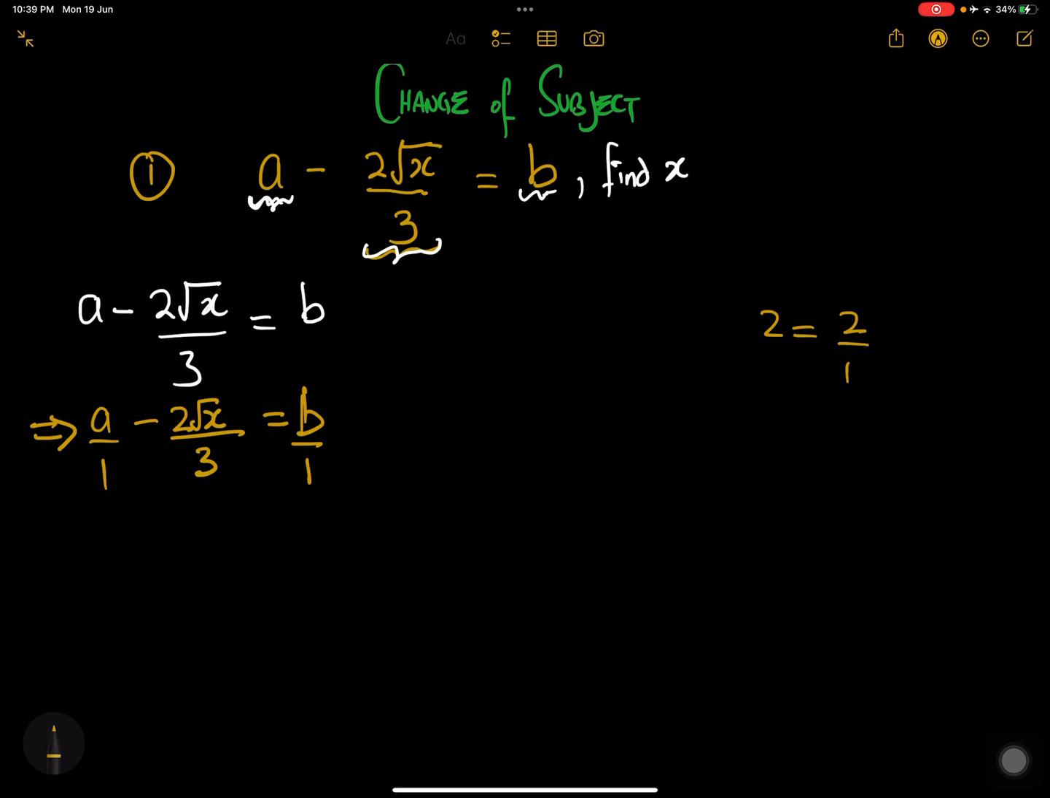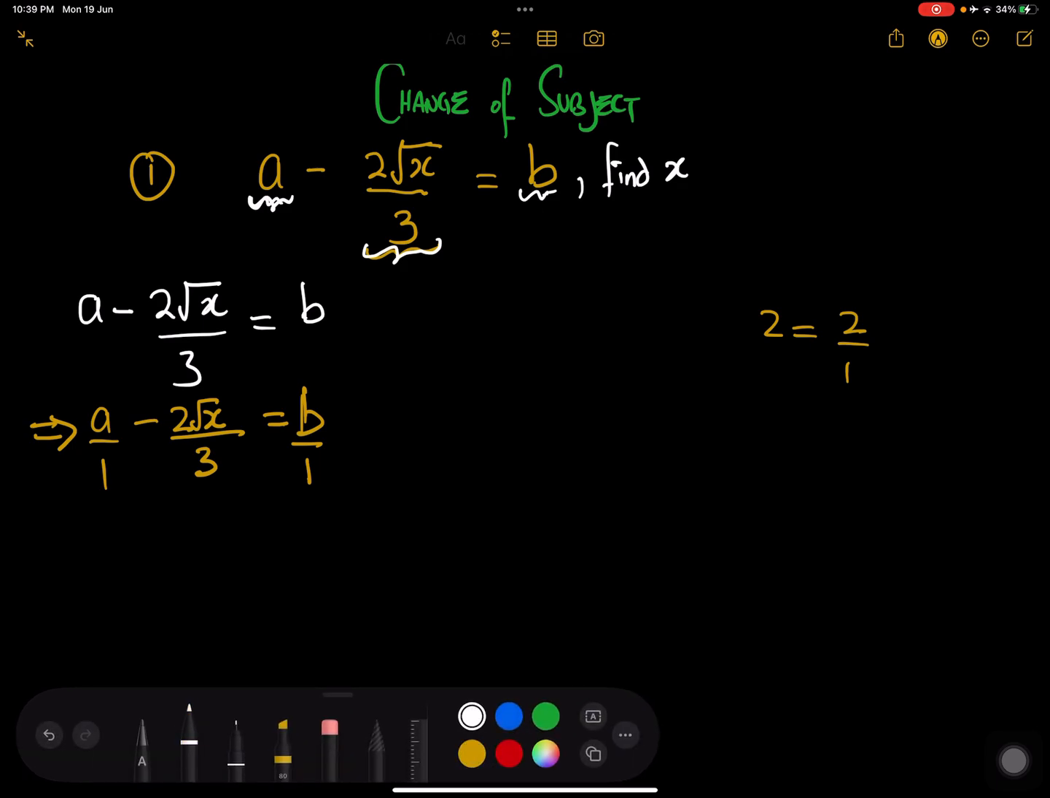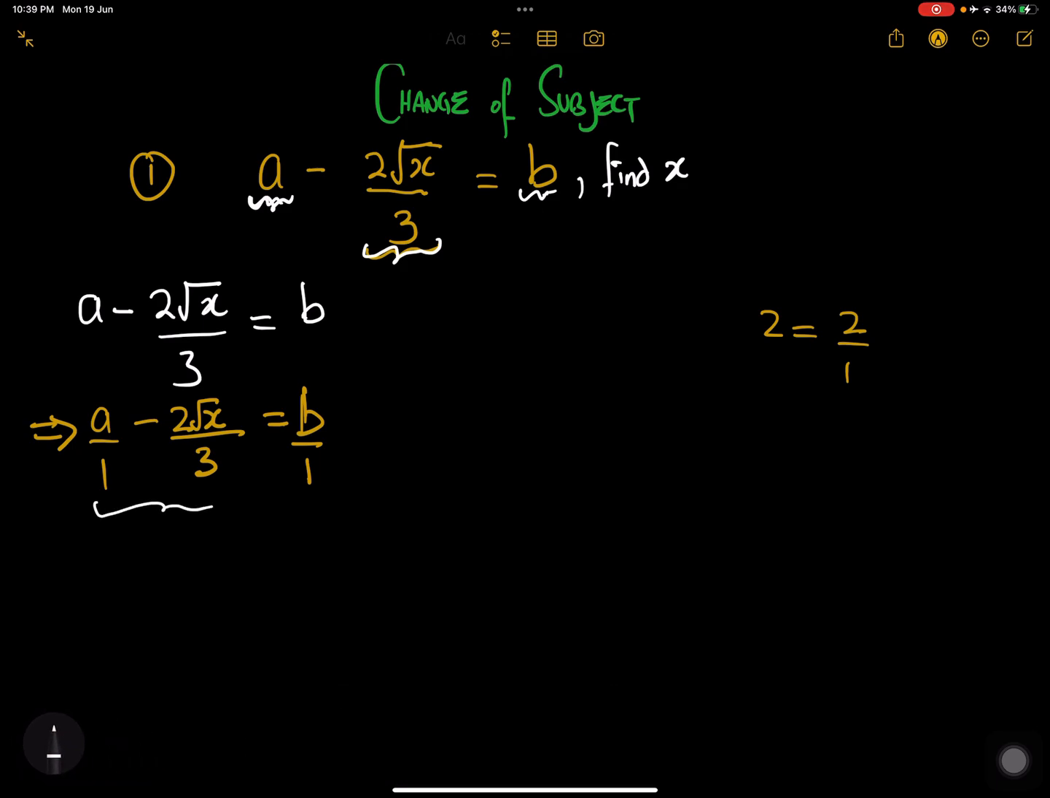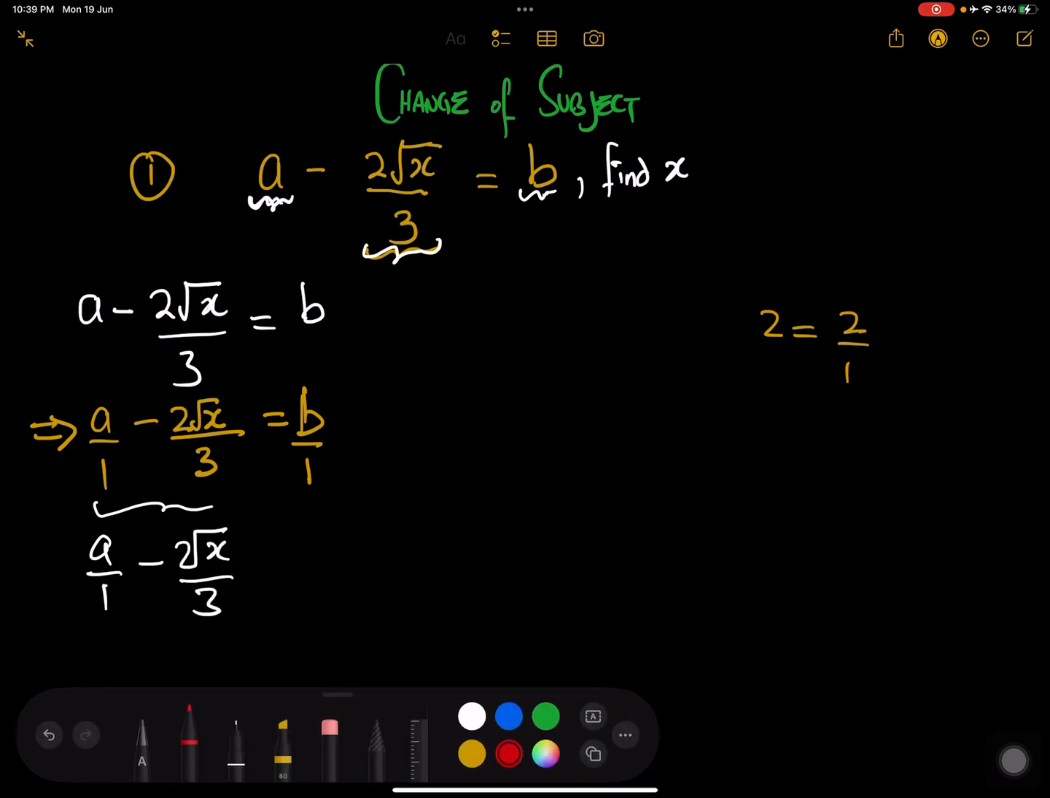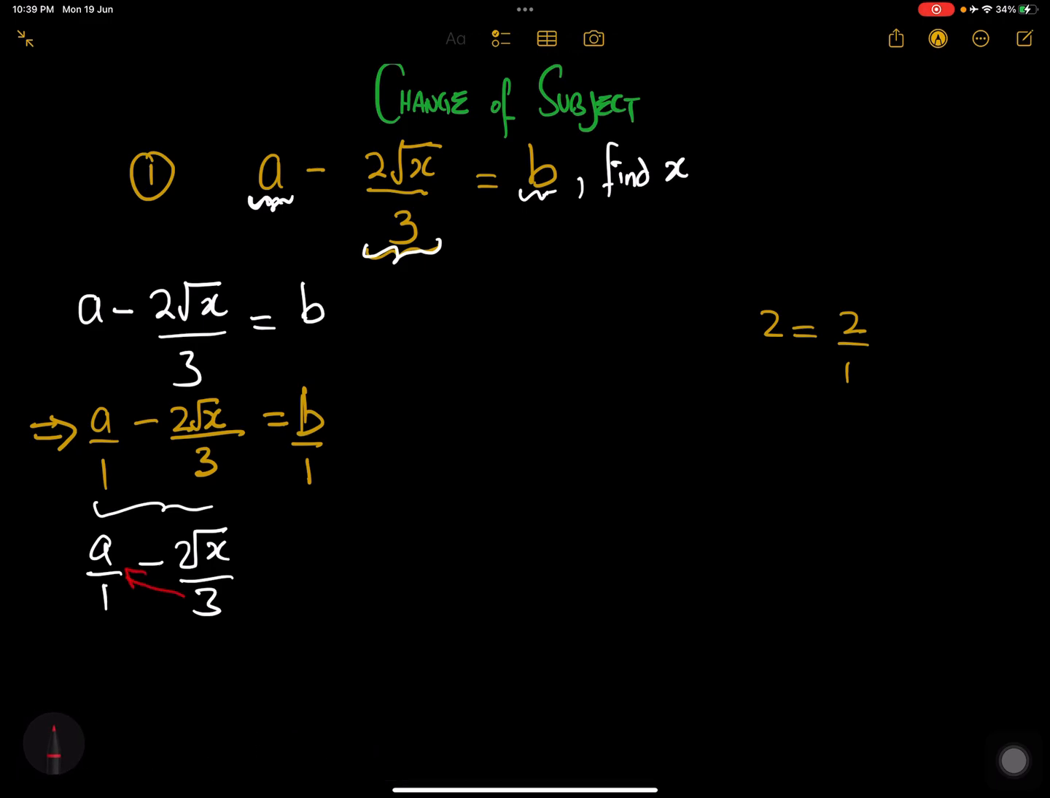Now, if we look at this side here, we can work this first because it's a fraction. And to do that, we rewrite a divided by 1 minus 2 square root of x divided by 3. What do we do? We can use this 3 to multiply this. We're going to use the rules we did in fractions. So we're going to get a times 3 in parentheses.